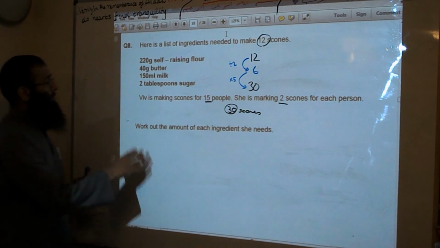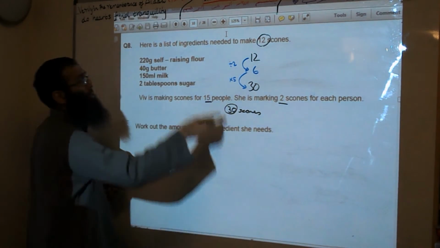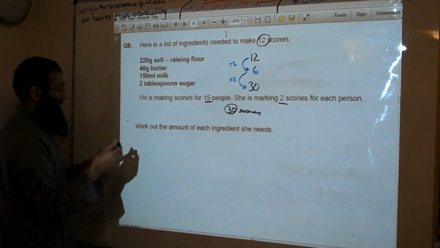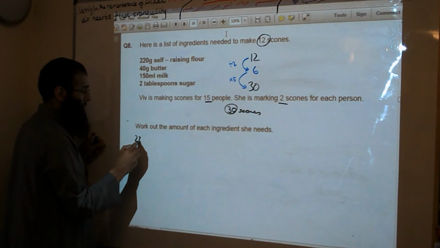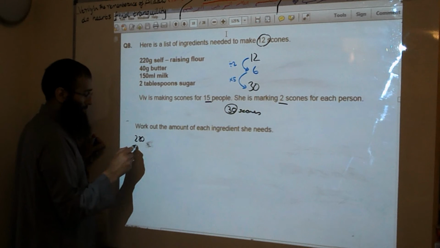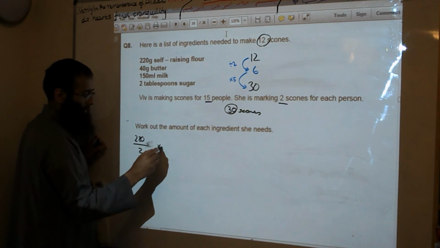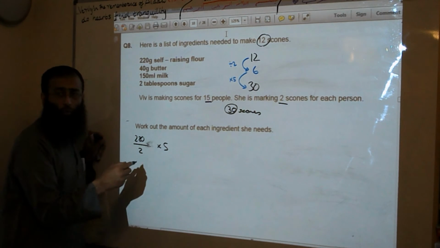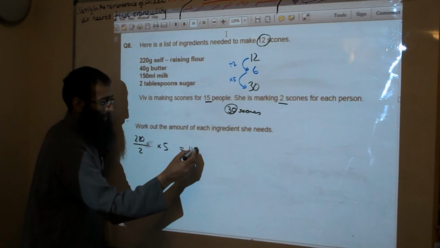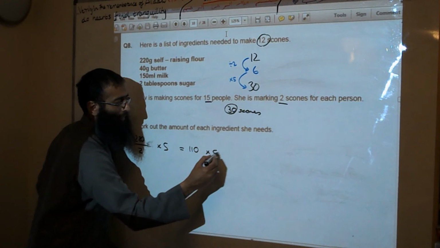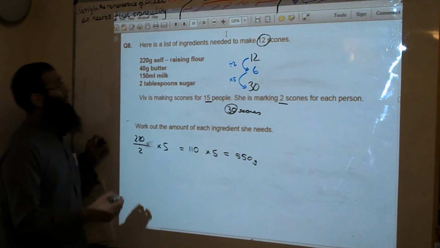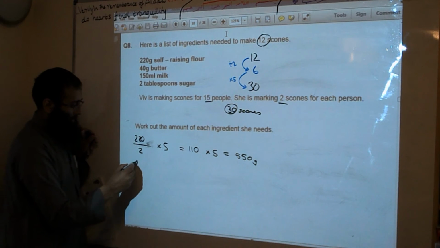That's not the only way. Look at the amount of each ingredient she needs, so we can apply these 2 calculations to each one of these. So here we go. We have here 220, divided by 2, times it by 5. Half of 220 is 110. 110 times by 5 is 550 grams. The next one, 40 grams.